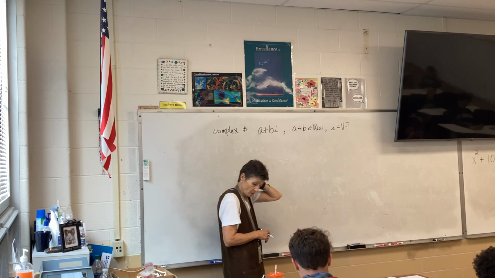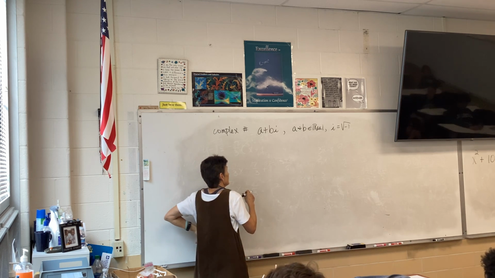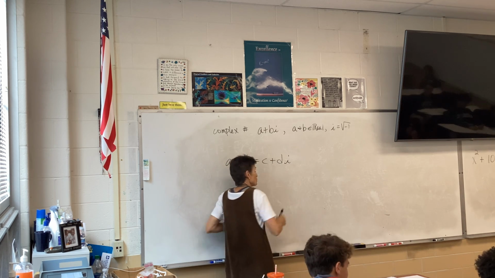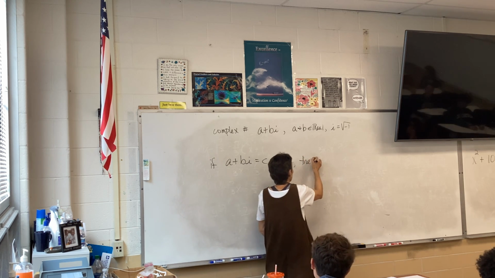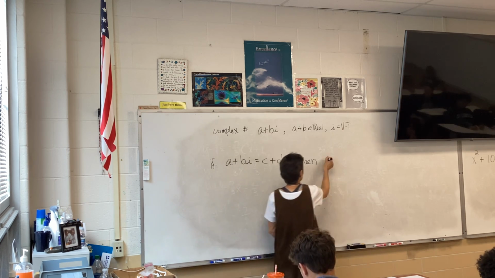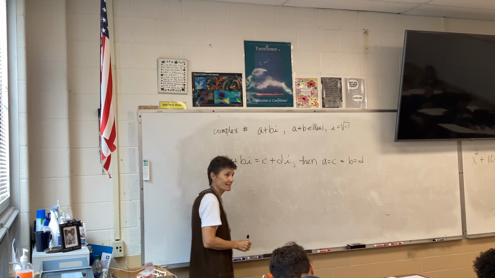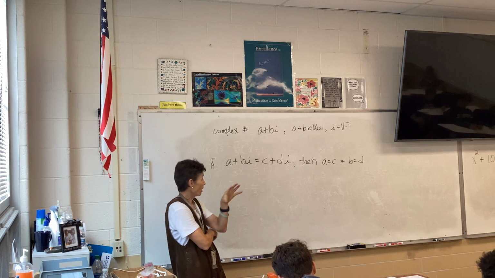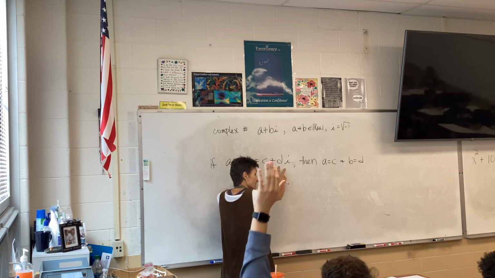If two complex numbers are equal, that would be like saying a plus bi equals c plus di. Can you make any conclusions about that? If these two numbers are equal, then what has to be the case? Maureen? a equals c. And? b equals d. Yep, that's exactly right. If two complex numbers are going to be equal, then their real parts have to be equal, and their imaginary parts have to be equal.